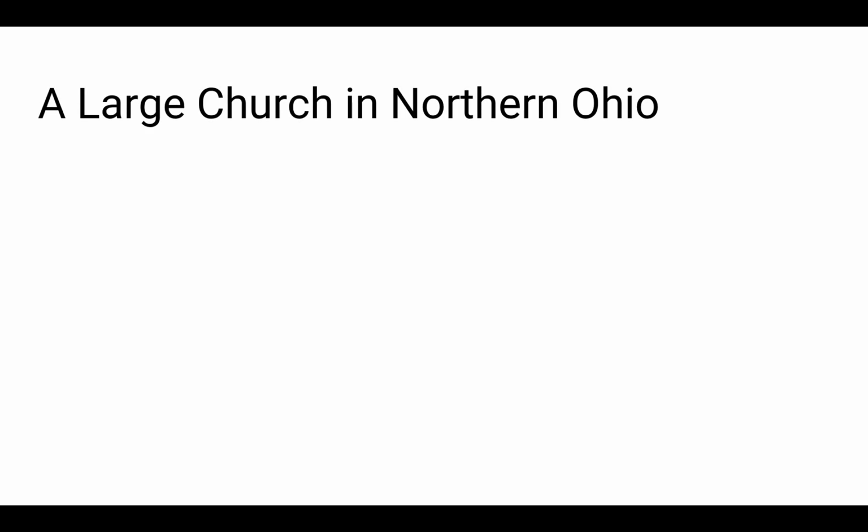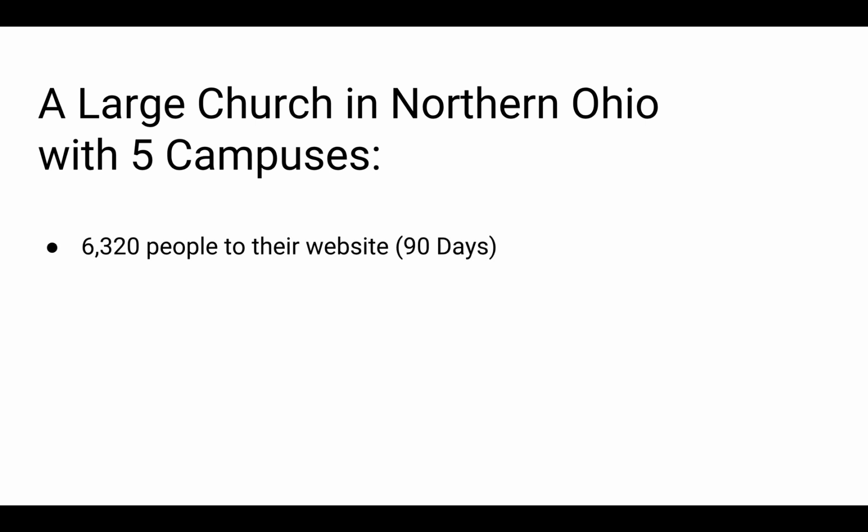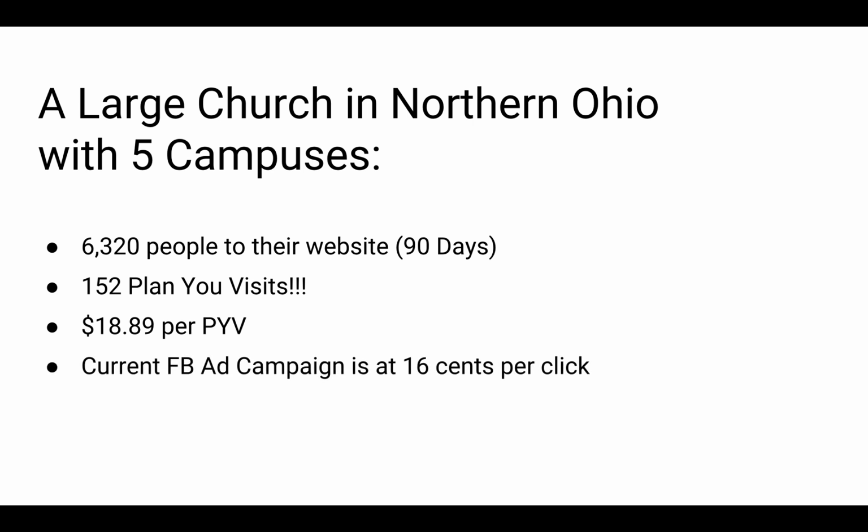Here is another church here, right? So this is a large church. It's a mega church in Northern Ohio. They have 5 campuses. In the last 90 days, 6,320 people to their website. They've had 152 plan your visits. They're only spending $18.89 per plan your visit. Their current Facebook ad campaign is at just 16 cents a click.